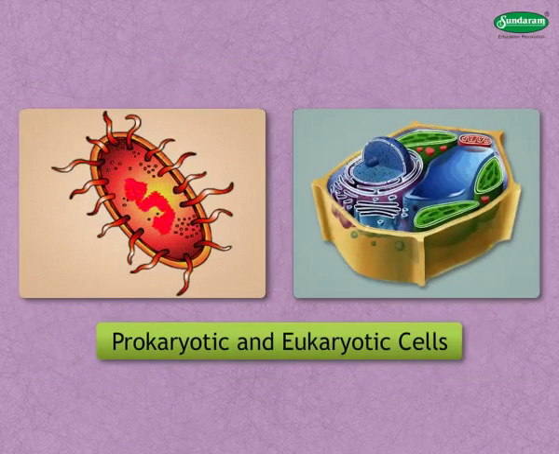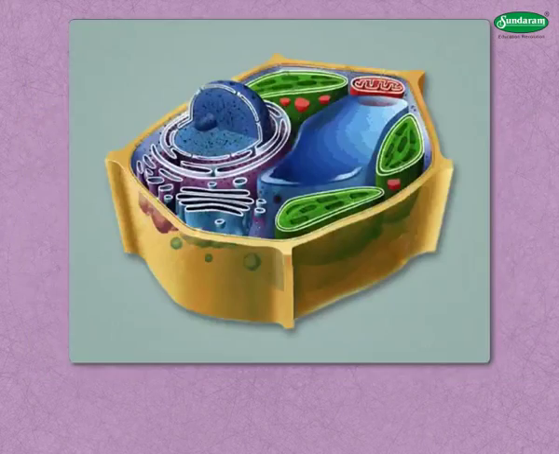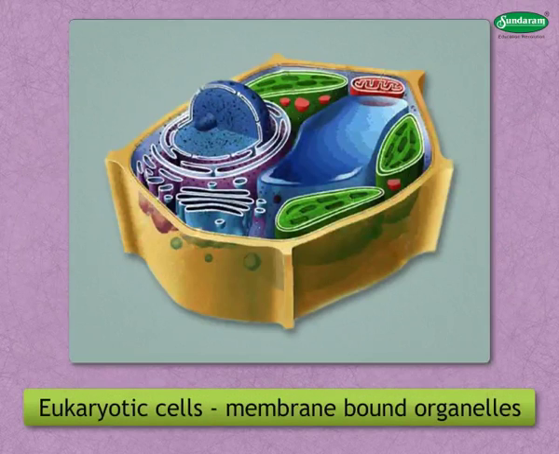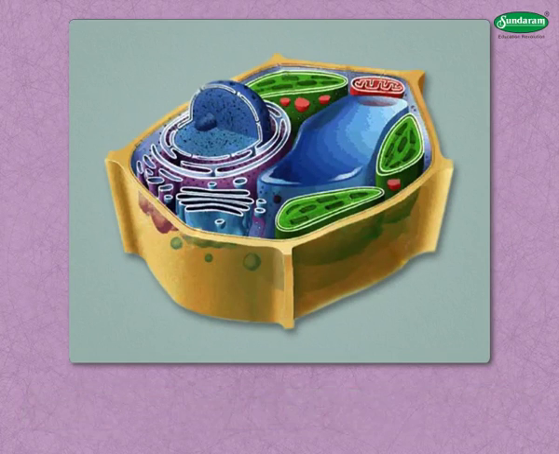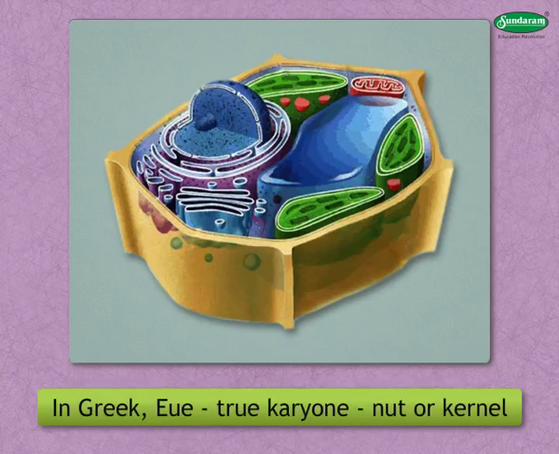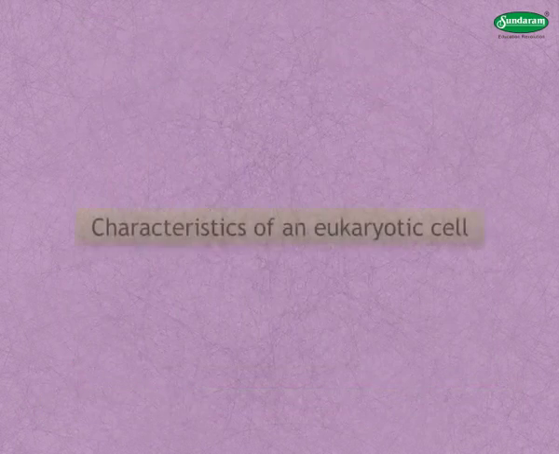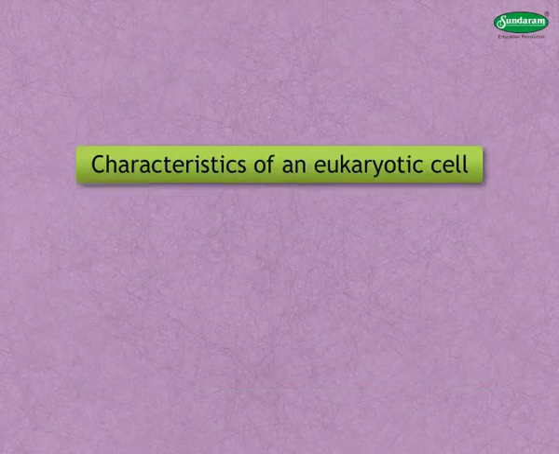Prokaryotic and eukaryotic cells. Students, we have seen some important organelles of a cell. Cells having such membrane-bound organelles are called eukaryotic cells. In Greek, eu means true and karyon means nut or kernel, referring to nucleus. Characteristics of an eukaryotic cell.